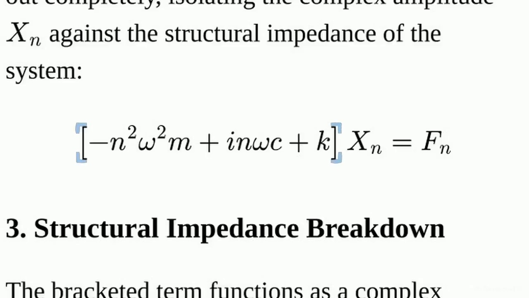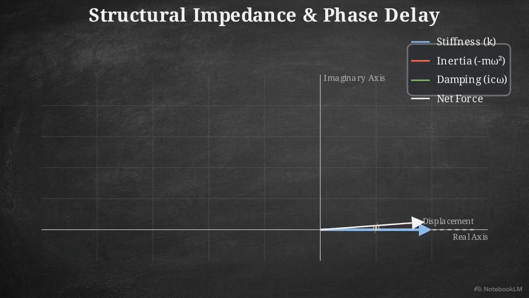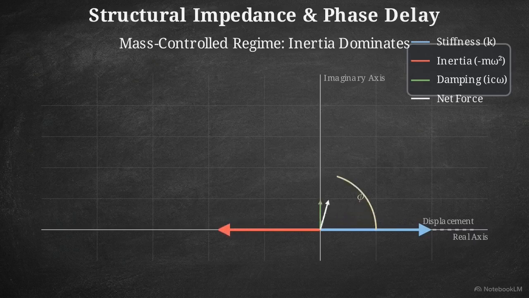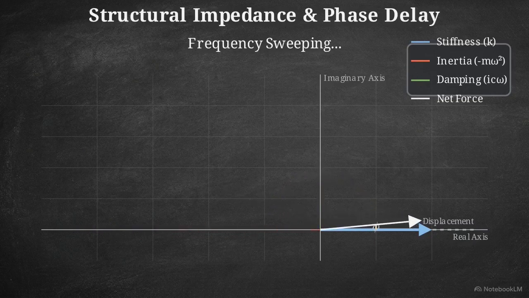This bracketed expression is the master equation governing that tug-of-war, the structural impedance. It explicitly groups the real terms, where inertia acts in opposition to stiffness, against the imaginary term representing the system's damping. At low frequencies, known as the quasi-static regime, the driving force only fights the baseline static stiffness. This keeps the phase delay near 0 degrees. At high frequencies, the mass-controlled regime causes the inertia term to overwhelm everything. This pushes the phase delay to 180 degrees, meaning the mass moves completely opposite to the direction of the force.